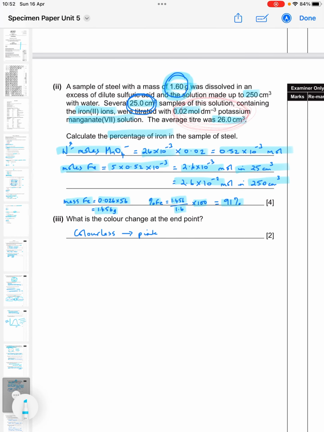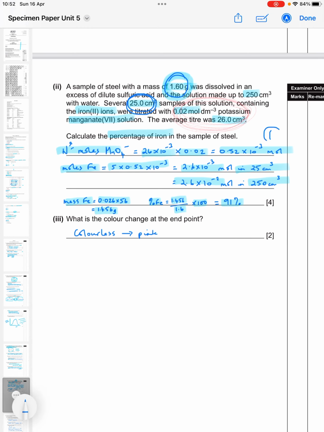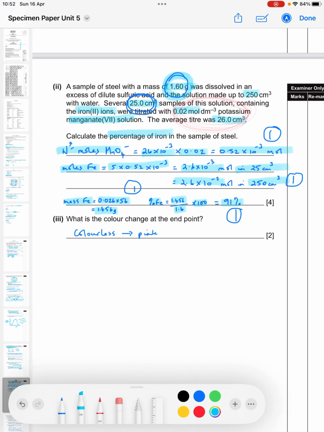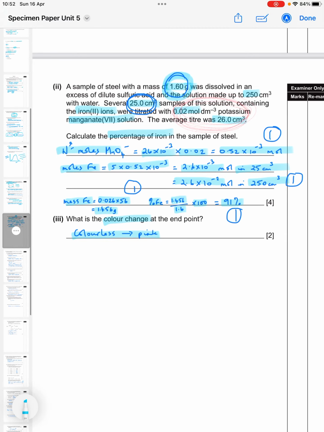4 marks for that. And the marks are going to come from the number of moles of manganate 7 and the number of moles of iron, then the mass of the iron that you would have got, and then the percentage of the iron. So that's 4 marks in total. And of course we can't have a titration without a colour change question. So what's the colour change at the end point? Well, it goes from colourless to pink.